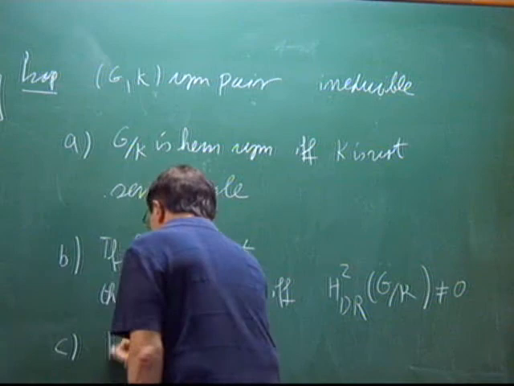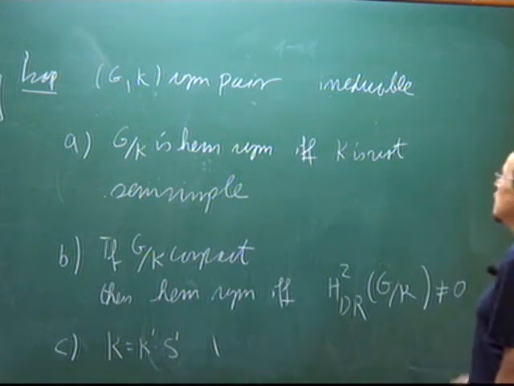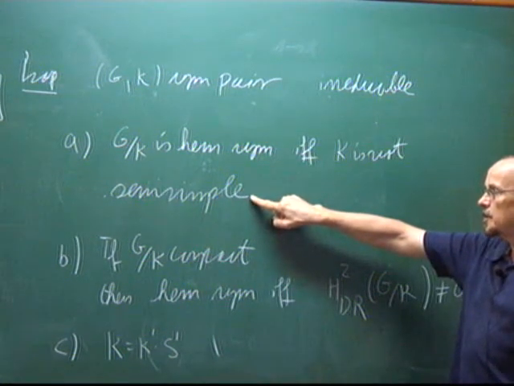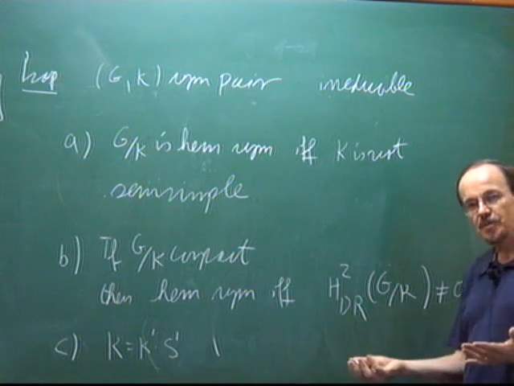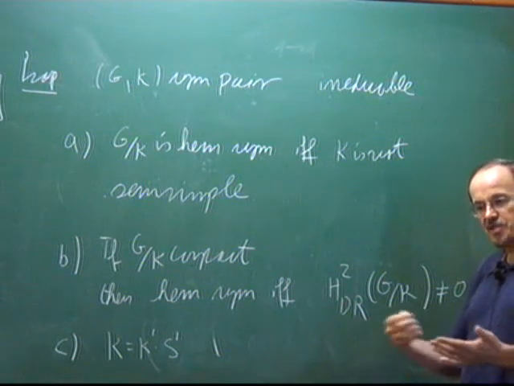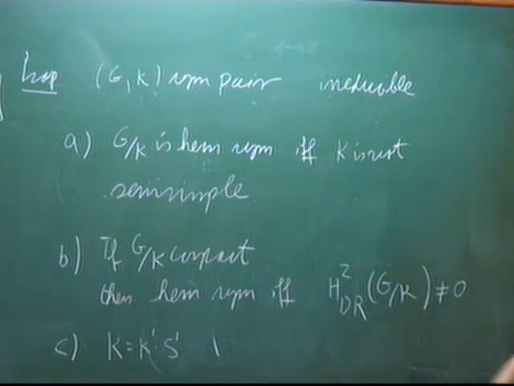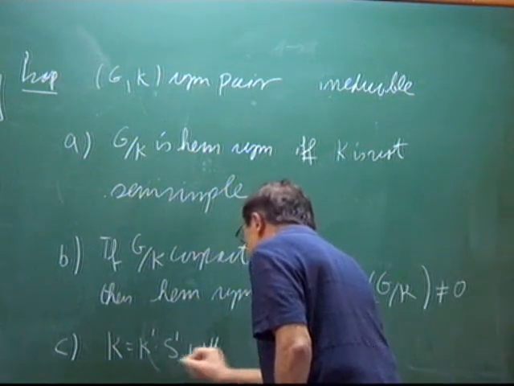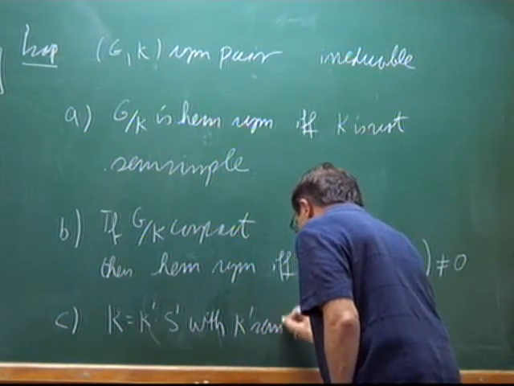K is equal to K prime times S1. So remember, K is not semi-simple. Particularly, that means that if I look at the Lie algebra, if it's a compact Lie group, right? So the Lie algebra is compact. If it's not semi-simple, it must be a product of a semi-simple one with something abelian. Right? That's the only way a compact Lie group cannot be semi-simple. So here, this is what I'm saying, with K prime semi-simple.